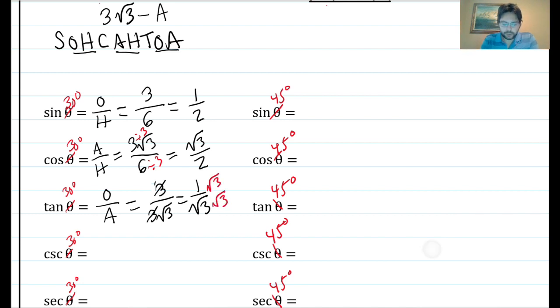And that gives us a final answer of square root of 3 over 3, because we know 3 times 3 is 9. Square root of 9 is 3. So this is going to be square root of 3 over 3. So that's the final answer for tangent.